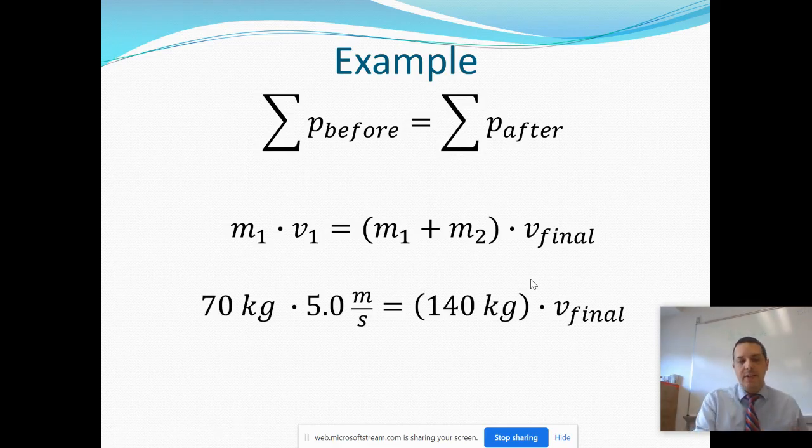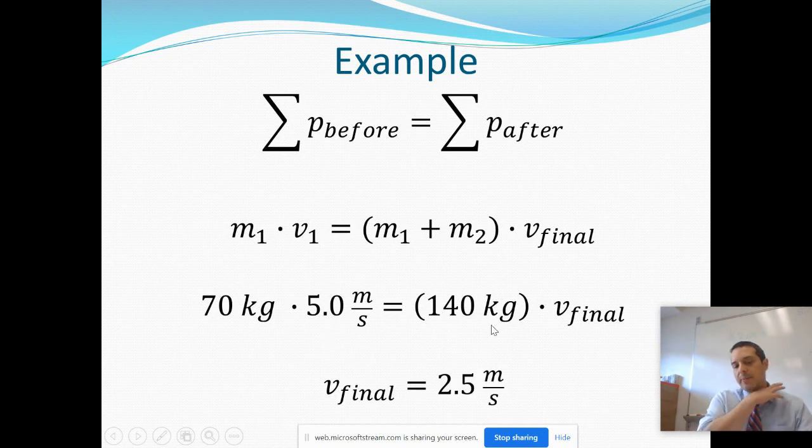Using the numbers from our problem, your friend was 70 kilograms, moving at 5 meters per second. That will give you your total initial momentum. Afterwards, you and your friend are going to have a total mass of 140 kilograms, but you and your friend together must still have the same momentum. So 70 times 5 divided by 140 will end up giving you a final velocity of 2.5 meters per second. In this example, you saw that the momentum before is equal to the momentum after.